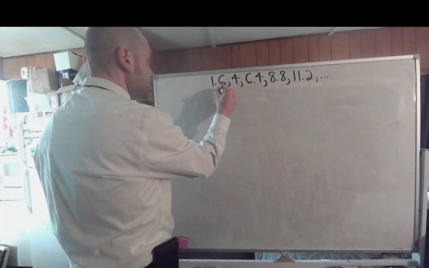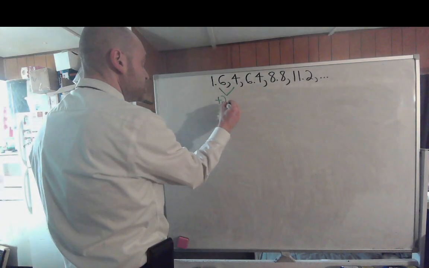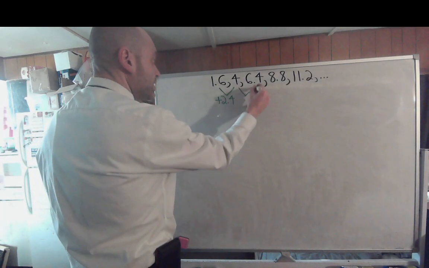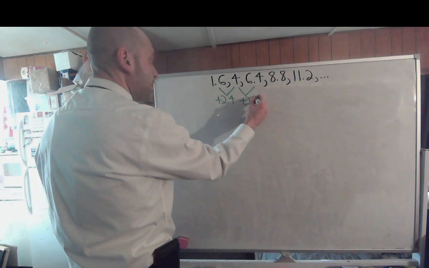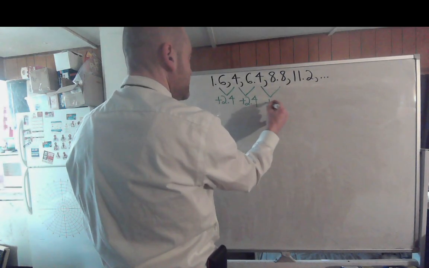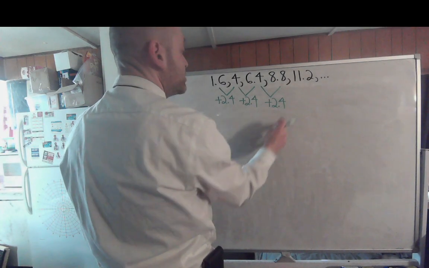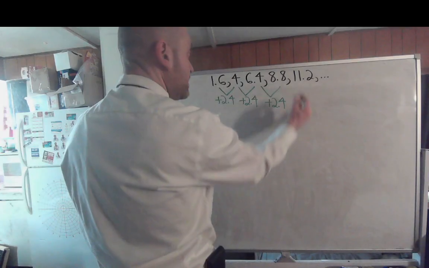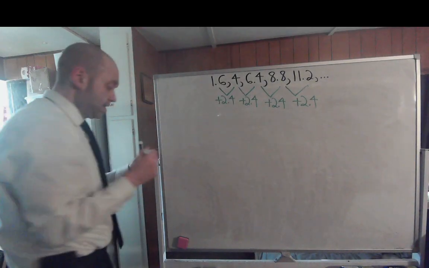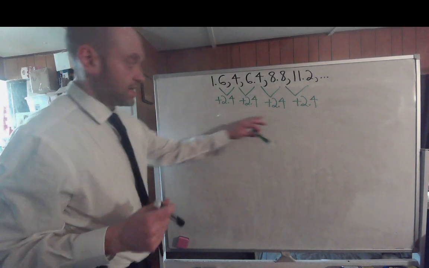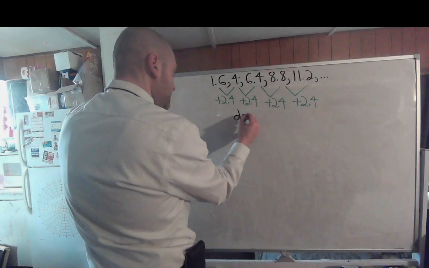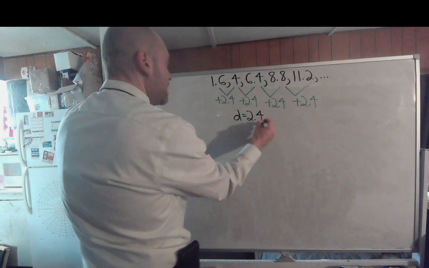Between 1.6 and 4, it increases by 2.4, right? Then between 4 and 6.4, it's going to increase by another 2.4. And then between 6.4 and 8.8, it increases by another 2.4. And then between 8.8 and 11.2, it increases by another 2.4. And it keeps on going in that pattern. So this would be arithmetic because the common difference is 2.4 between all the terms. So that means d equals 2.4. That is your common difference.